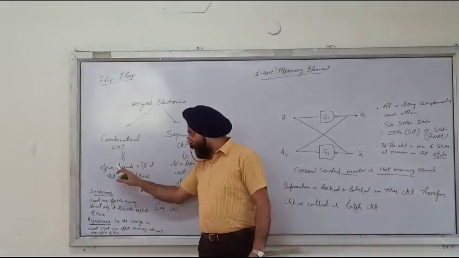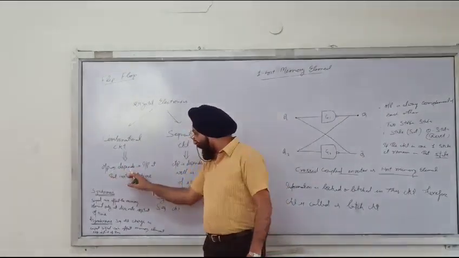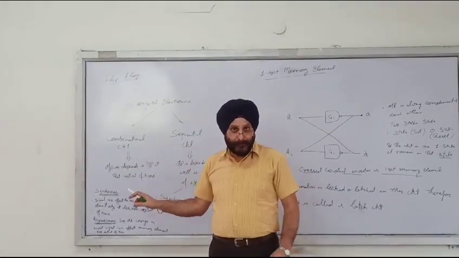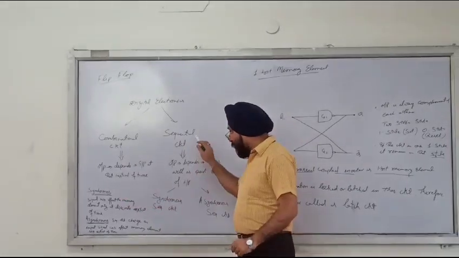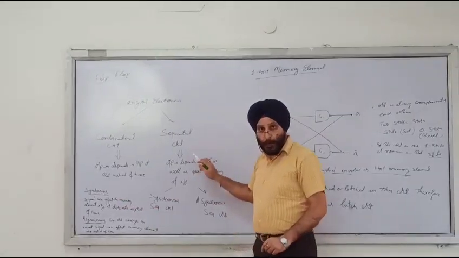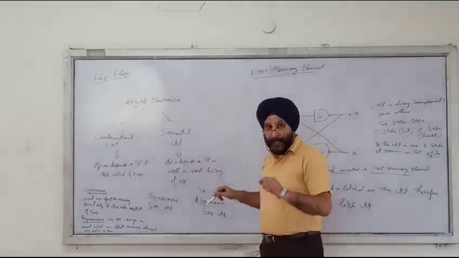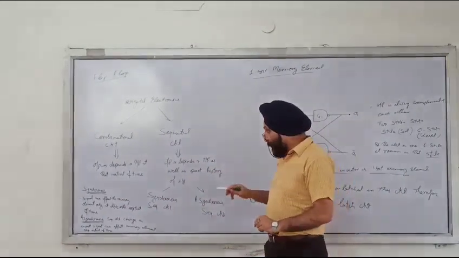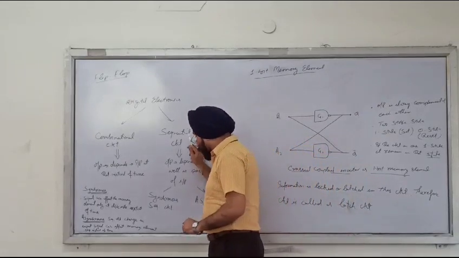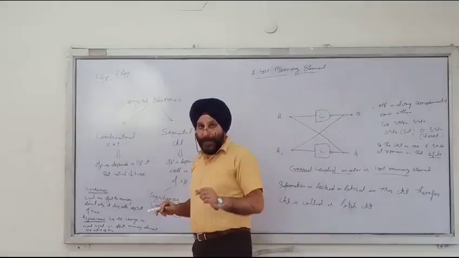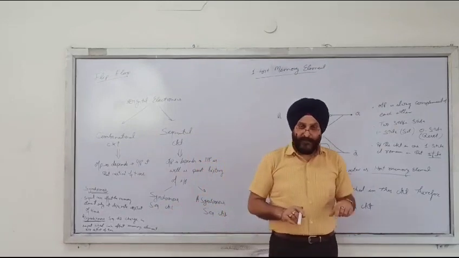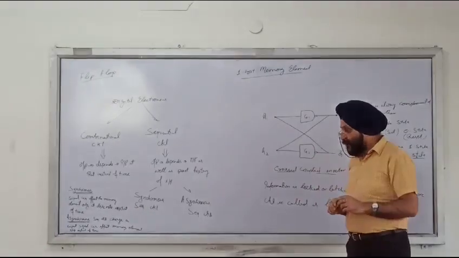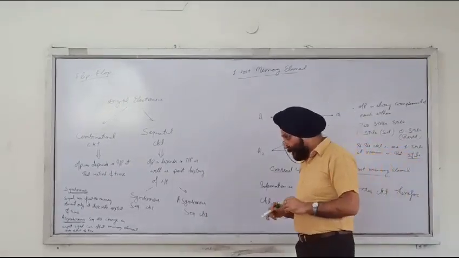Combinational circuits are those whose output depends upon the input at that instant of time, whereas in the case of a sequential circuit, the output depends upon the input as well as the past history of the input. Now, sequential circuits are further classified into two parts. First one is synchronous sequential circuit, and second is asynchronous sequential circuit.